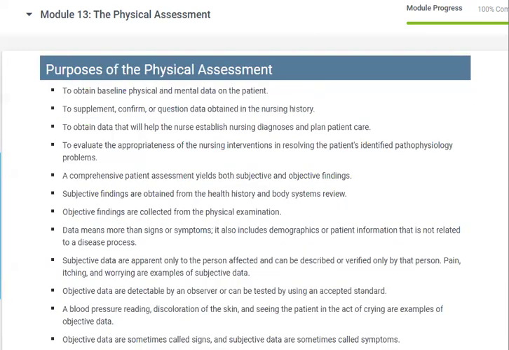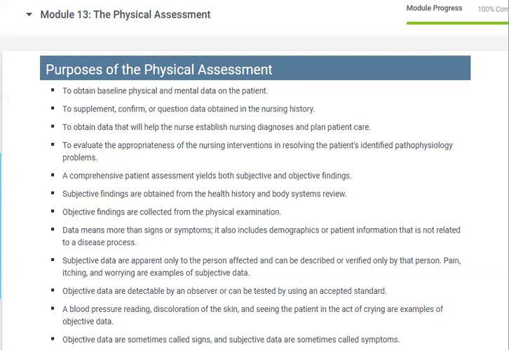Purposes of the physical assessment. To obtain baseline physical and mental data on the patient. To supplement, confirm, or question data obtained in the nursing history. To obtain data that will help the nurse establish nursing diagnoses and plan patient care. To evaluate the appropriateness of the nursing interventions in resolving the patient's identified pathophysiology problems.